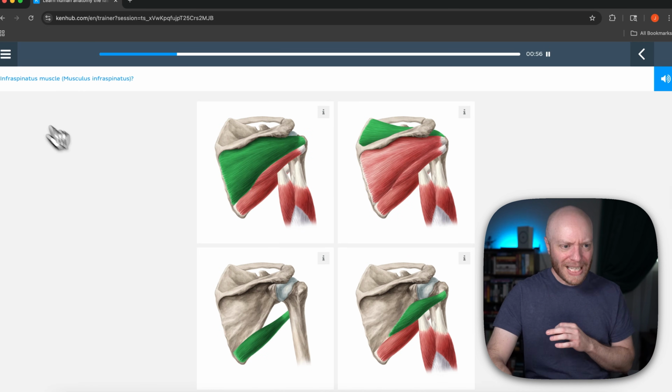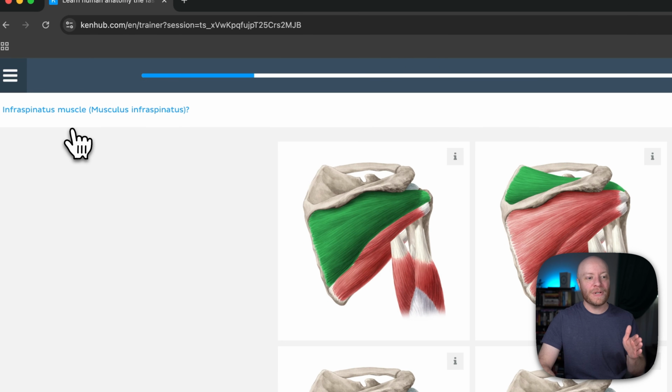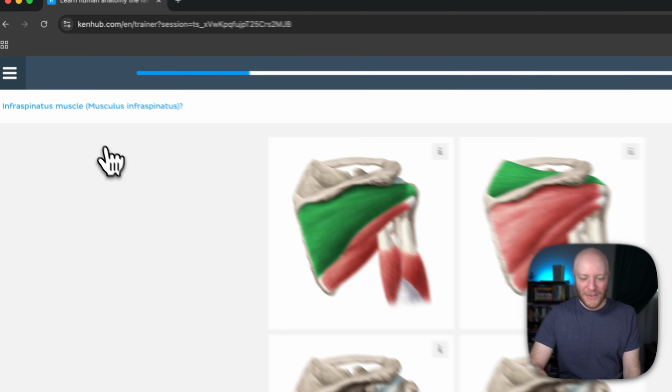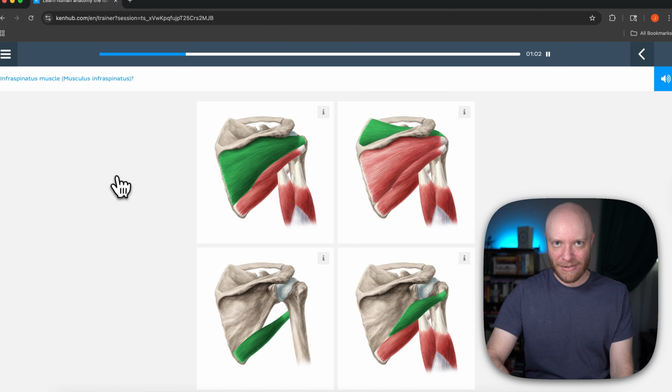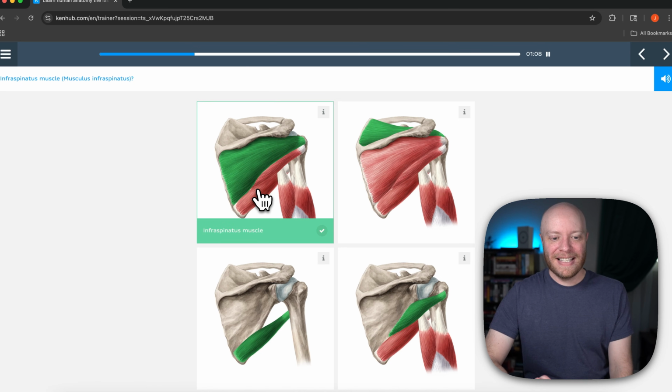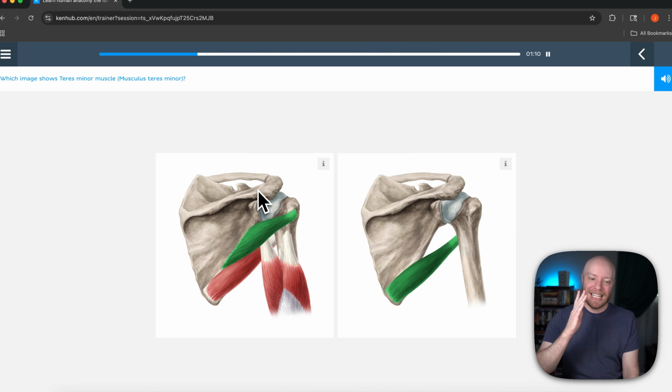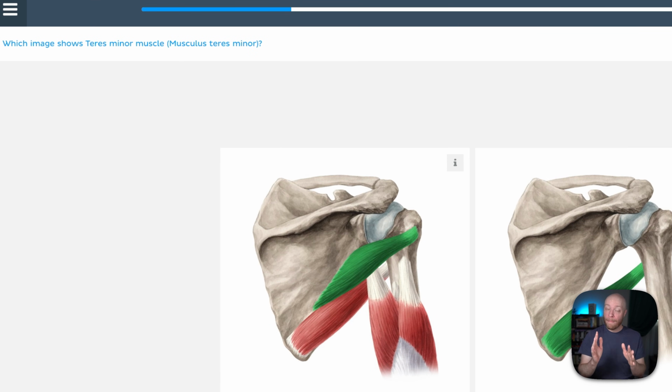All right. It is now asking for the infraspinatus muscle. So where is the infraspinatus? Again, I'll give you just a moment to try and guess yourself. Yes, this is going to be the infraspinatus. Again, inferior to the spine of the scapula. All right. So now it is asking for teres minor.